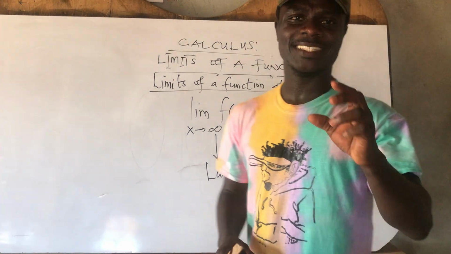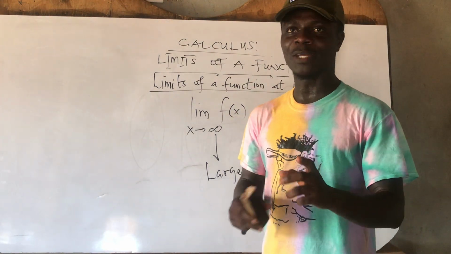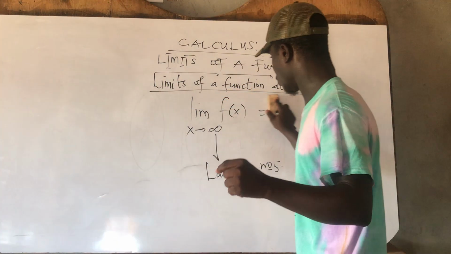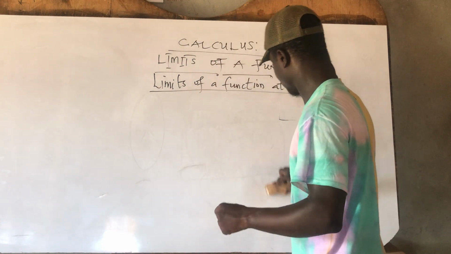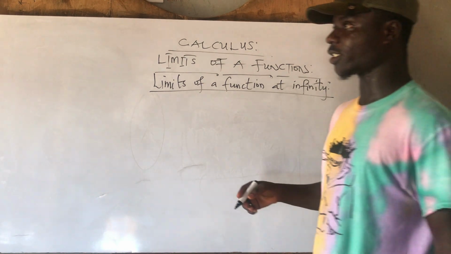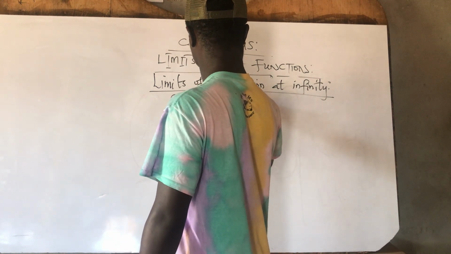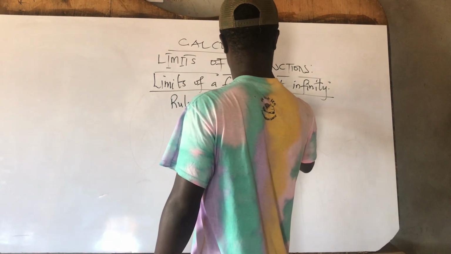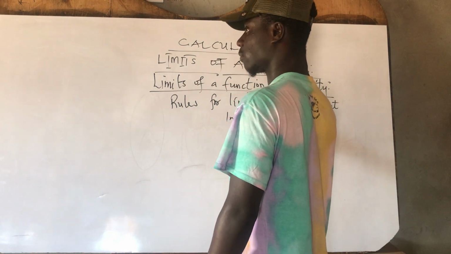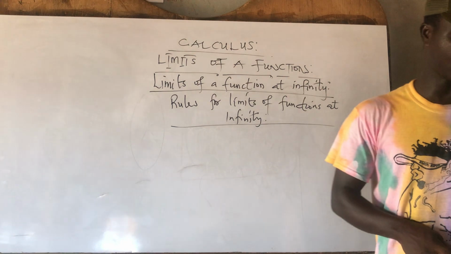So we have to get some certain rules for limits so that you understand. You don't do limits just like that. You have to get a certain rule, a certain law that will guide you to understand limits properly. So now we are starting with rules for limits of functions at infinity.